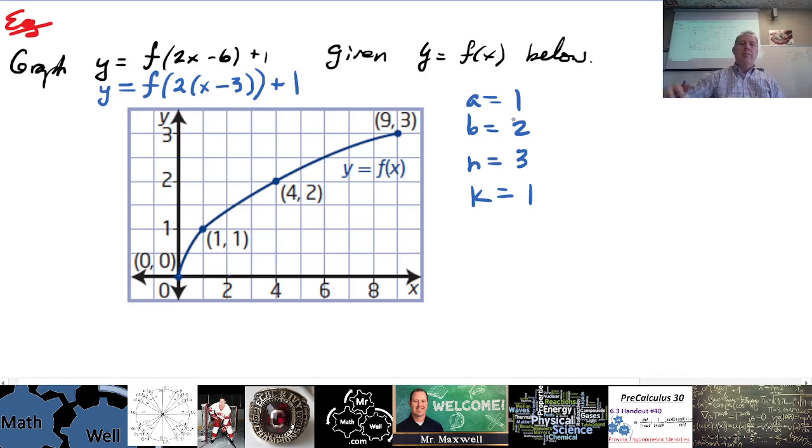So a is 1, so that means it does not stretch at all in the vertical direction. It doesn't stretch up, it doesn't compress down, it just stays the same. So for a, we don't have to worry about a stretch.